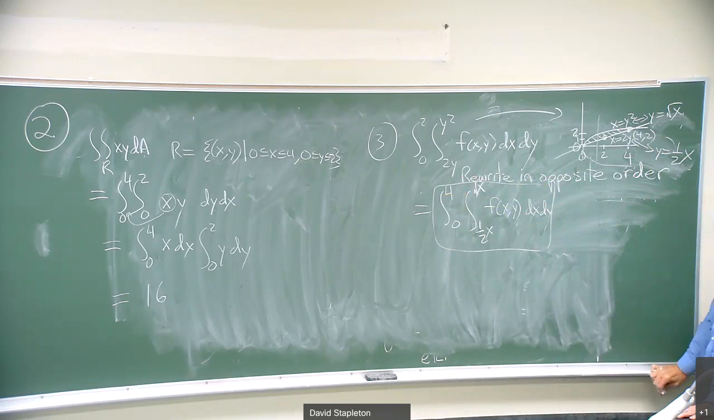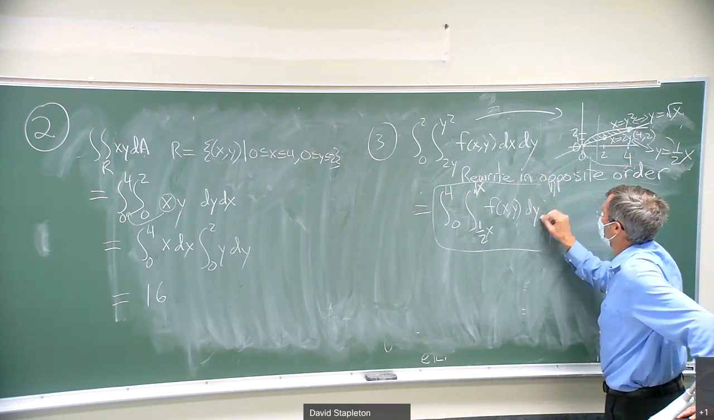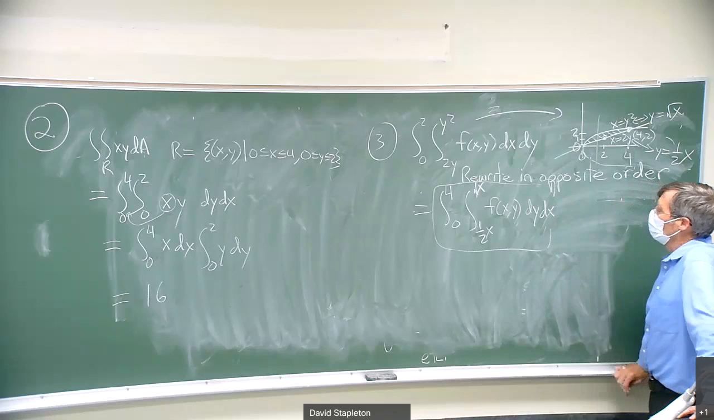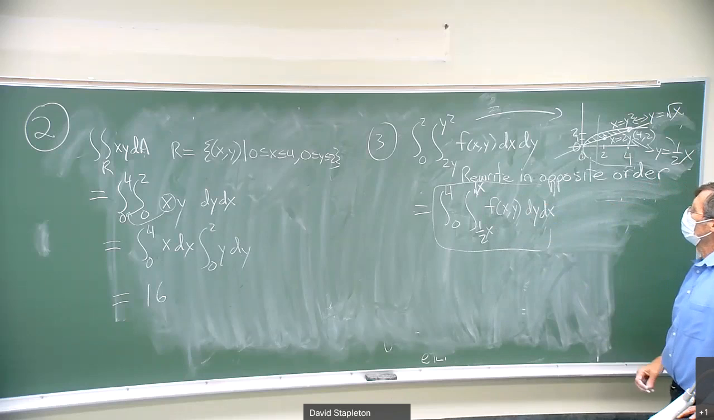All right. Would it be dy dx for that one? Yeah, dy dx. Yeah, so dy on the inside, since you're going between y equals x and y. Okay, good.